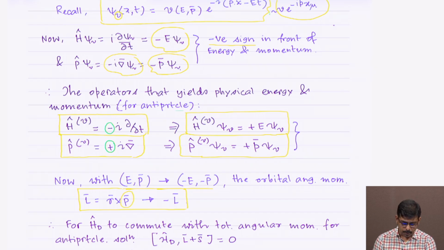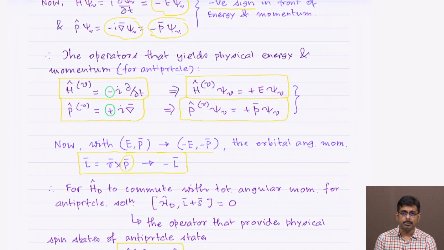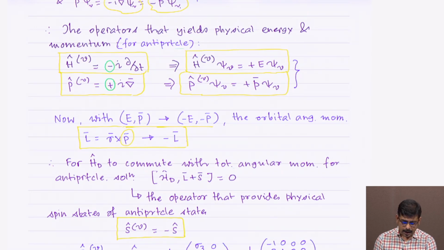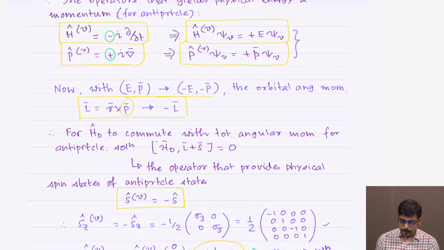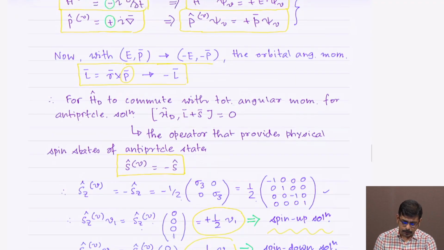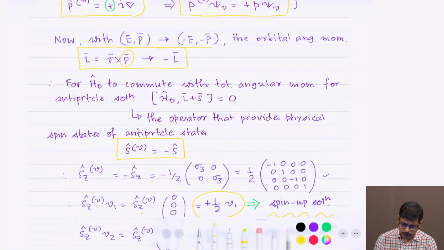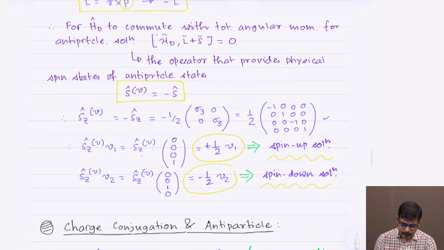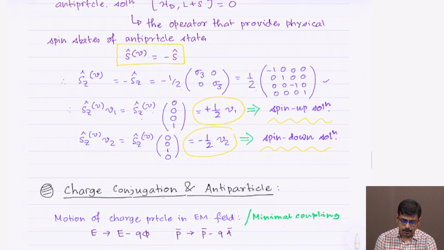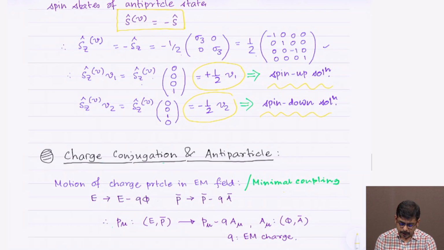If you flip the sign of momentum, the sign of the angular momentum operator changes to minus L, and it will be problematic to conserve the commutation of H with J, which is L plus S, equal to 0, unless we also change the spin operator with a negative sign. So the spin operator that acts on the antiparticle-like solutions will also have an explicit minus S. If you operate it on v1, this gives you spin up solutions with plus half eigenvalue, and if you operate it on v2, this gives you minus half, or spin down solutions. This is what we did so far.